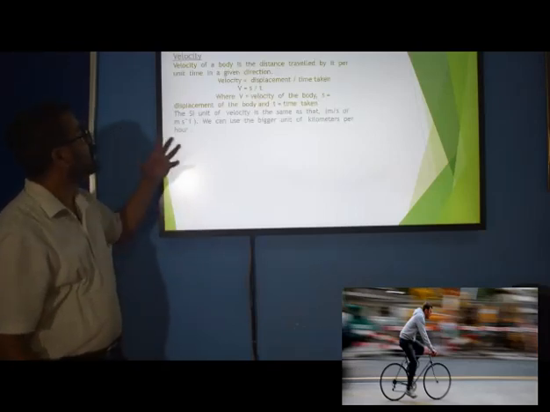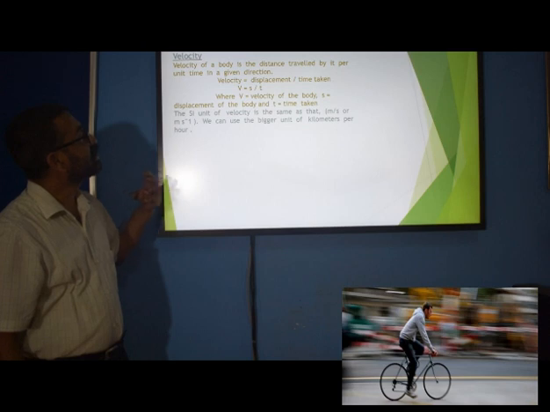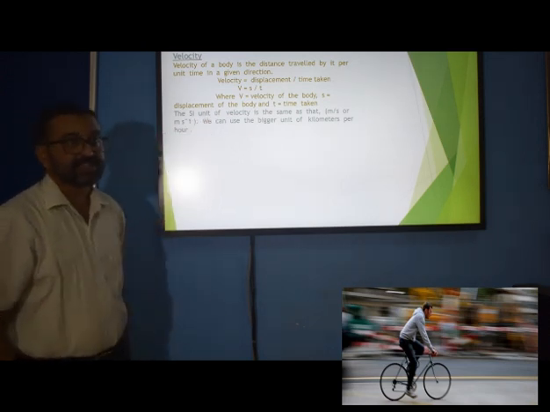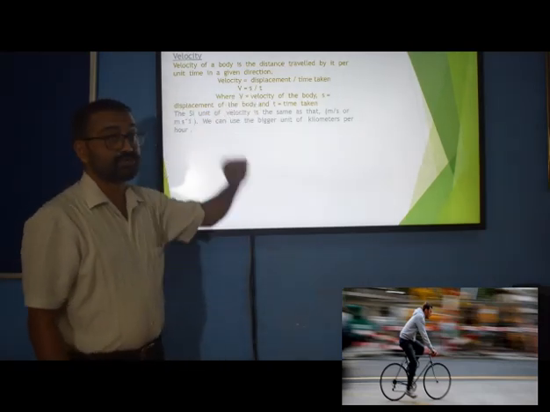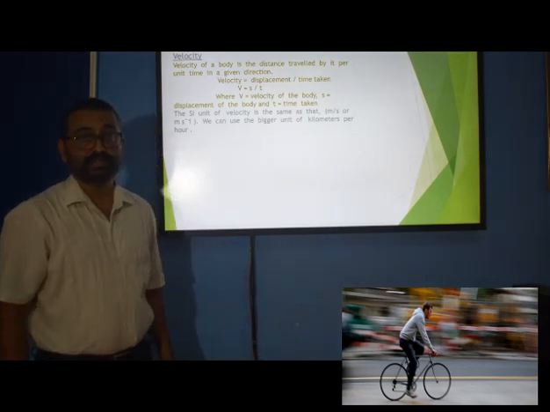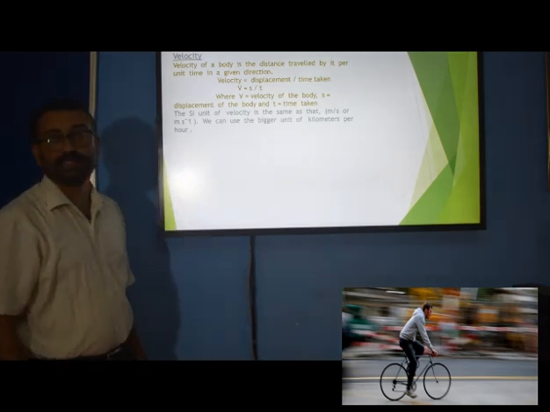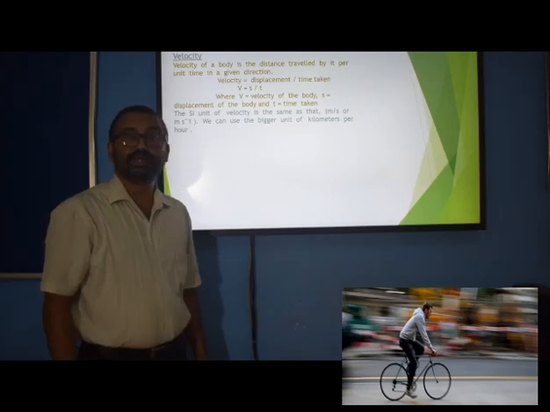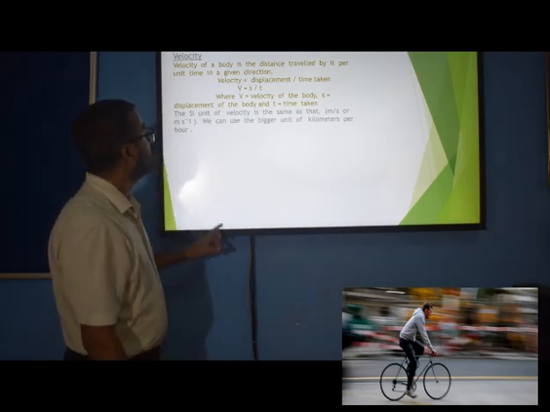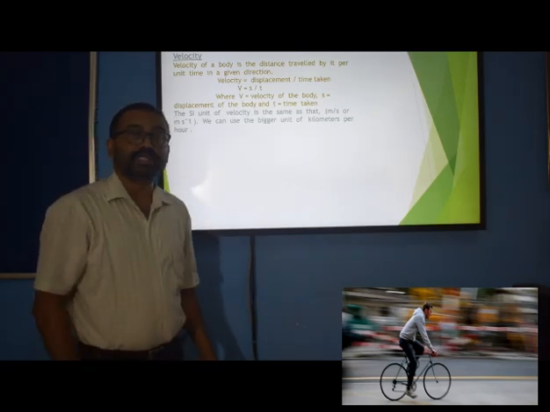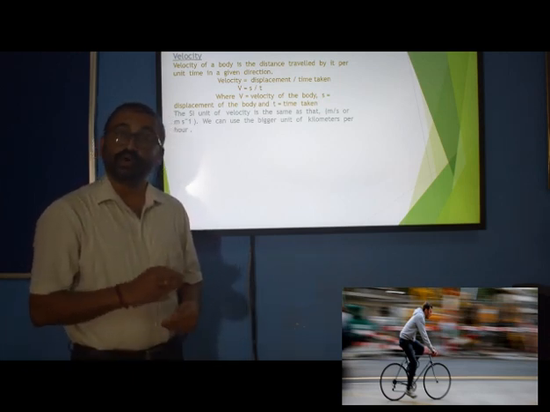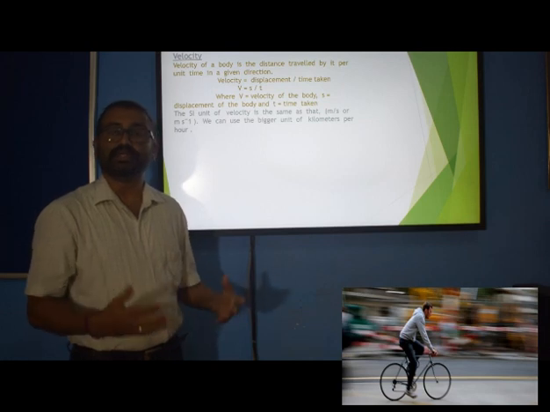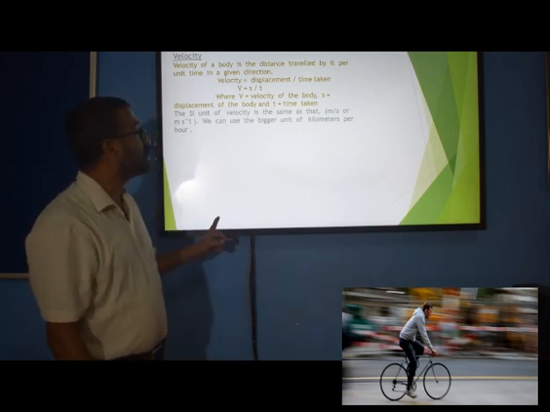Now, velocity is distance divided by time. So velocity of the body. Since velocity is a vector quantity, we should always remember that we have to take the displacement divided by time. Velocity is displacement divided by time. Velocity is often measured in meter per second, the base unit. Of course, we have other units like kilometer per hour, kilometer per minute. Different other units are also there for velocity and speed.